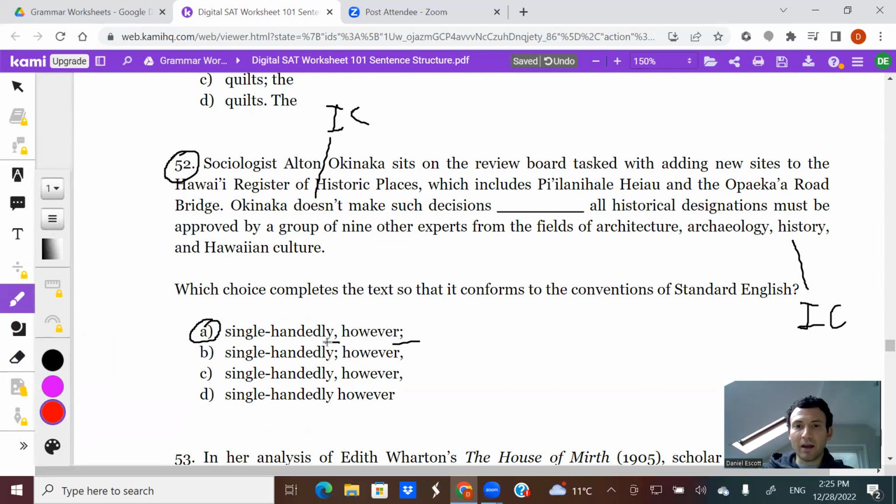The reason why it's going to be A and not B is because we're further explaining. He doesn't make such decisions single-handedly, and then we explain who else is involved, 9 other people. So not a contrast. This one would be a contrast. Rather, it further explains. Okay.